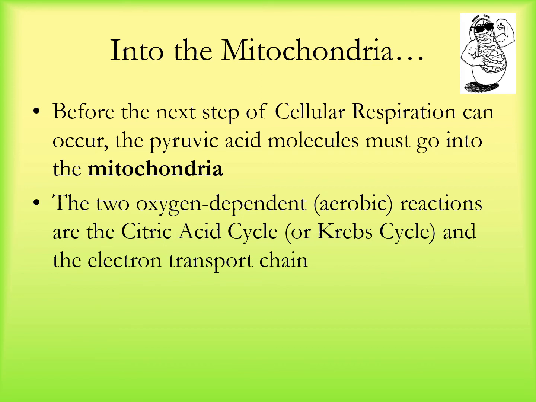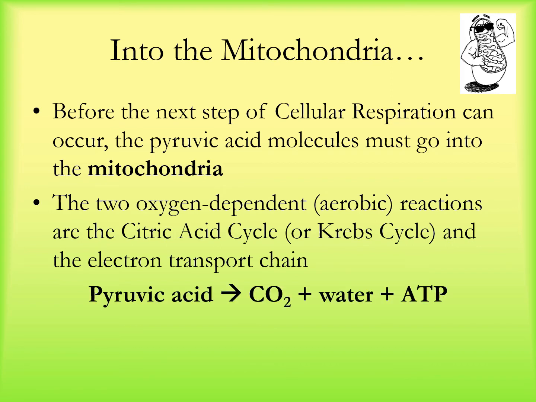But now, since the pyruvic acid will enter the mitochondria, these are now aerobic reactions, and even the electron transport chain is also aerobic respiration. Take note that the citric acid cycle or Krebs cycle is happening in the mitochondria. So the two molecules of pyruvic acid will be converted and will now release carbon dioxide, water, and also energy in the form of ATP.